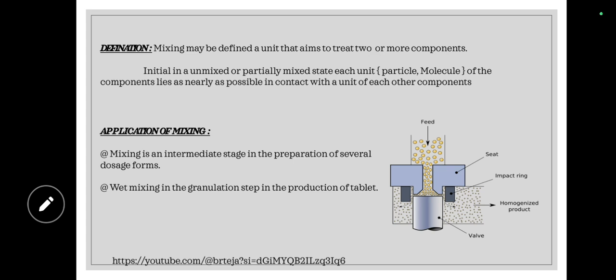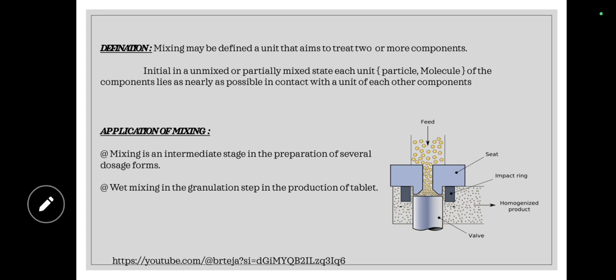Next, application of mixing. Mixing is an intermediate stage in the preparation of several dosage forms. Dosage forms include semi-solid dosage forms, ointments, lotions, tablets, and capsules. There are many examples in the pharmaceutical setting.